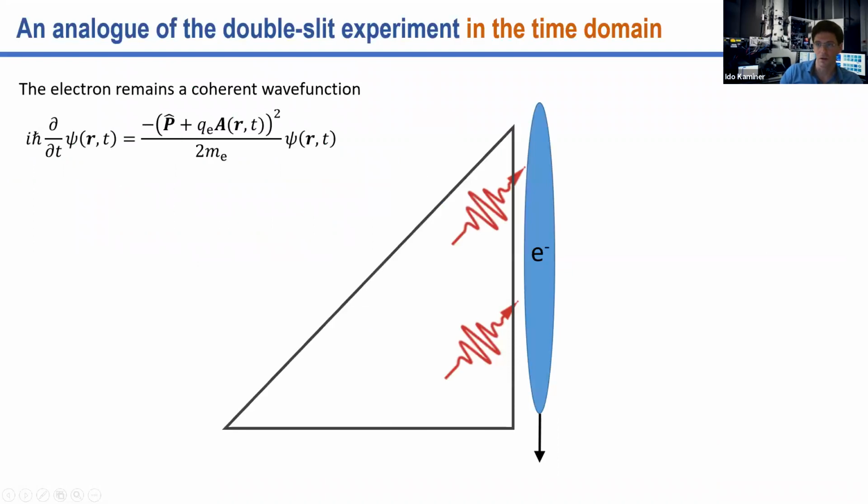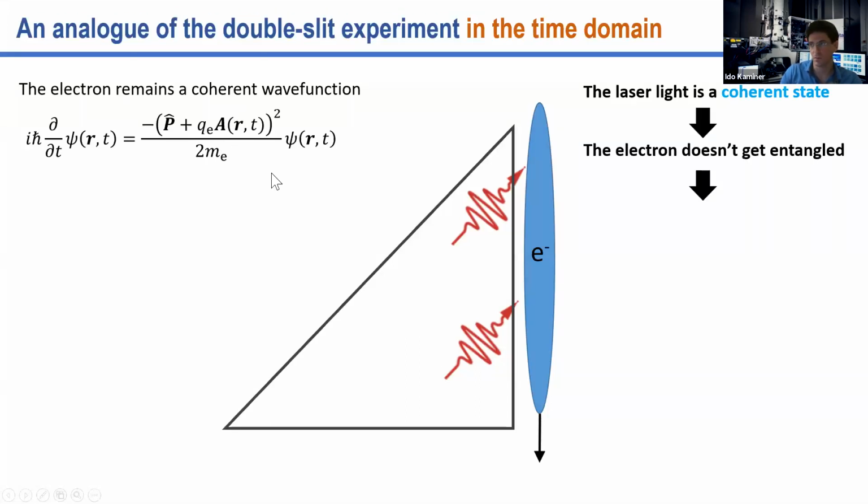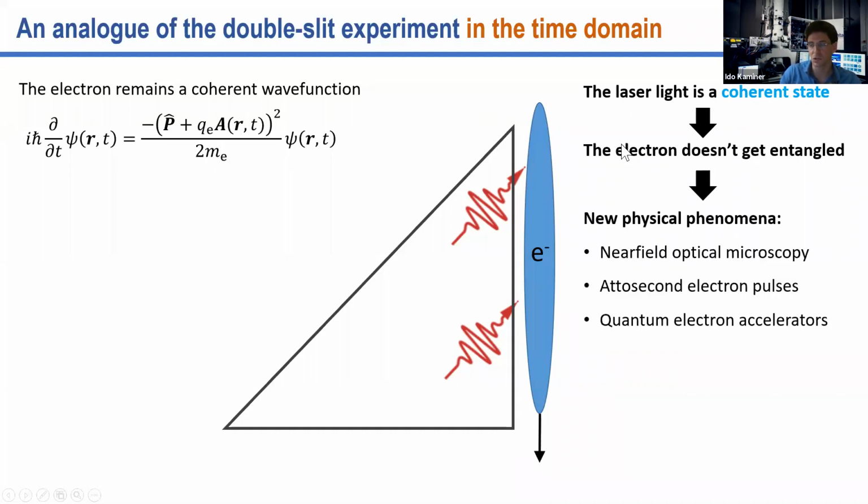So let me go back to putting the qubit aside for the electron remaining coherent here, because so far, when the laser light is coherent, the electron doesn't get entangled, and that's really what allows us to look into a lot of physics here. A lot of physics that is all captured by the time-dependent Schrödinger equation, right? And for example, the ideas of near-field optical microscopy are all here under this title.